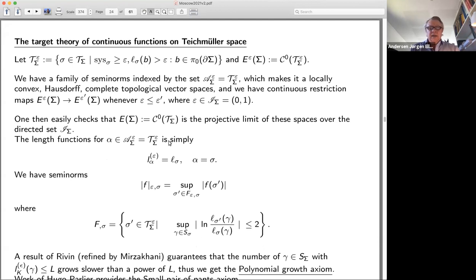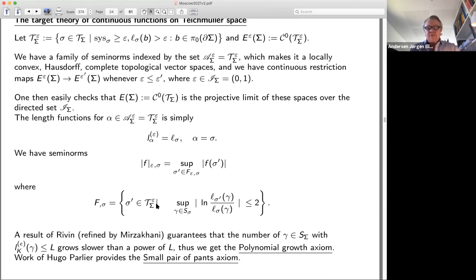But now if I went through the details of the axioms before, you would have seen that I needed to require some set. For each epsilon in this directed set, I have to have some set that indexes semi-norms. And in this case, what I have is I simply take the length function with respect to that point in Teichmuller space. Okay, so this gives a length function on the set of simple closed curves on the surface. And I need this in order to make sense of the whole thing.